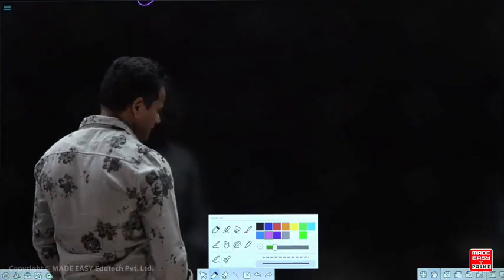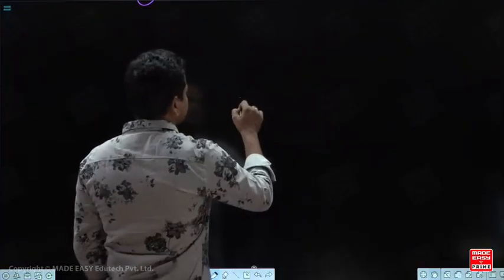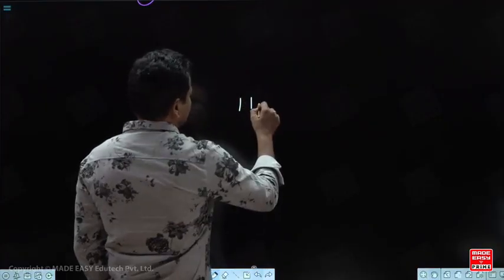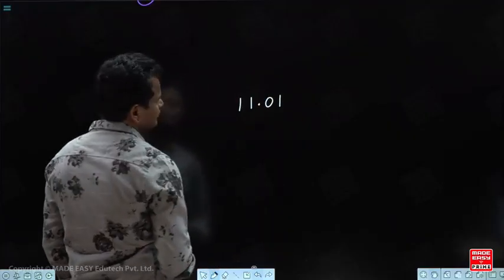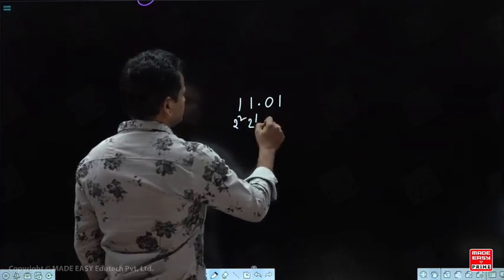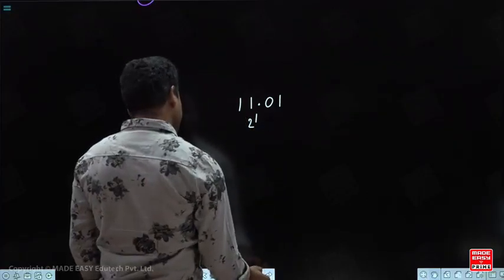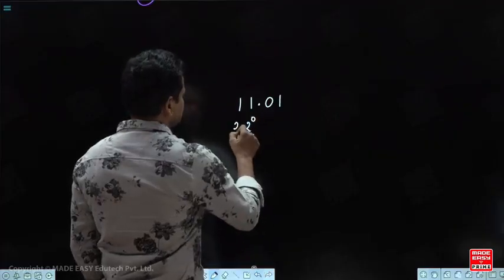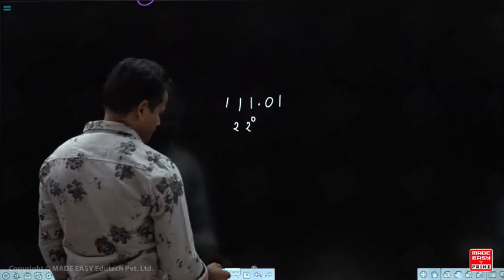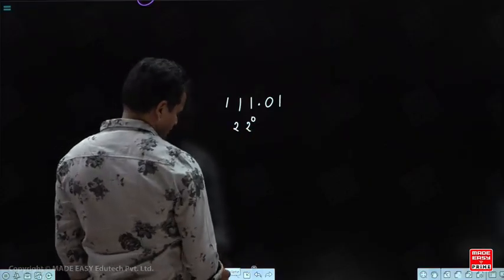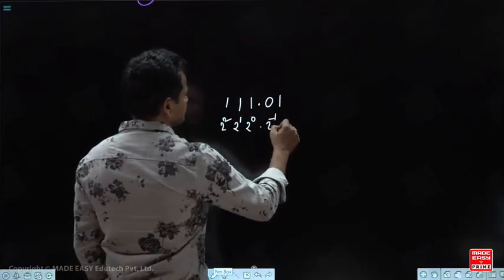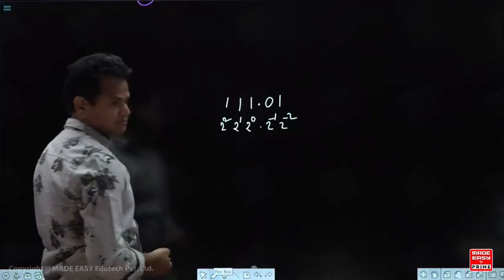Suppose we have a binary representation like 11.01. How do we do the general conversion? This is 2 power 1, this is 2 power 0, and after the point this is 2 power minus 1. Suppose this is 111.01. Then 2 power 0, 2 power 1, 2 power 2, and after the point 2 power minus 1, 2 power minus 2. Yes or no? Like this we will do.